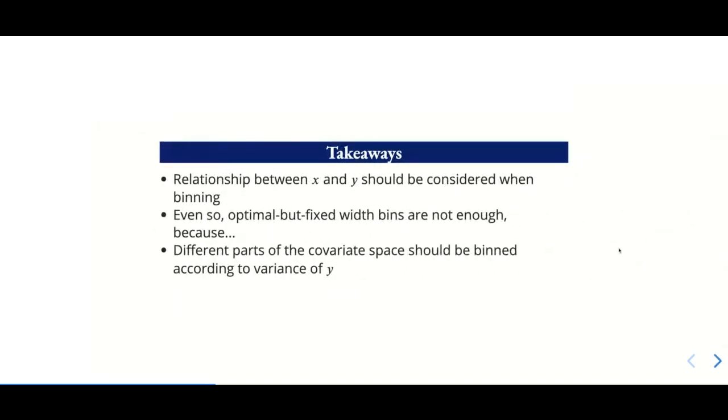Cool. So then our takeaway is that the relationship between x and y, where again, x is the covariates that we're matching on and y is the outcome that we're interested in, should be considered when making these boxes or bins. And even so, you could think that there could be an optimal width that takes both into account, but the fact that this is fixed across the whole covariate space is just not enough, because different parts of the covariate space should be binned according to the variance of y.